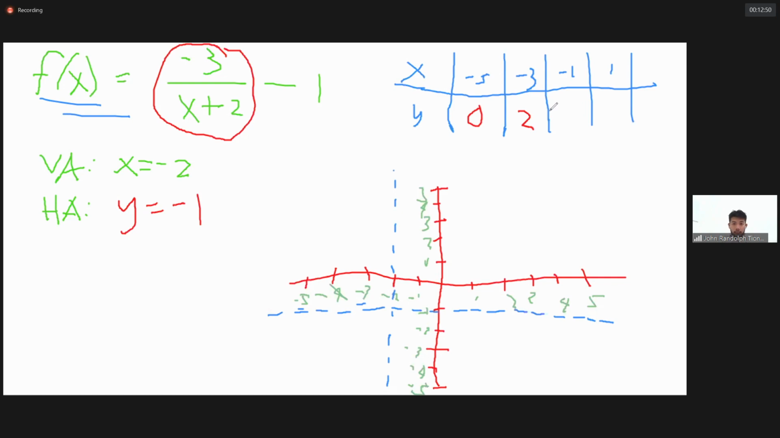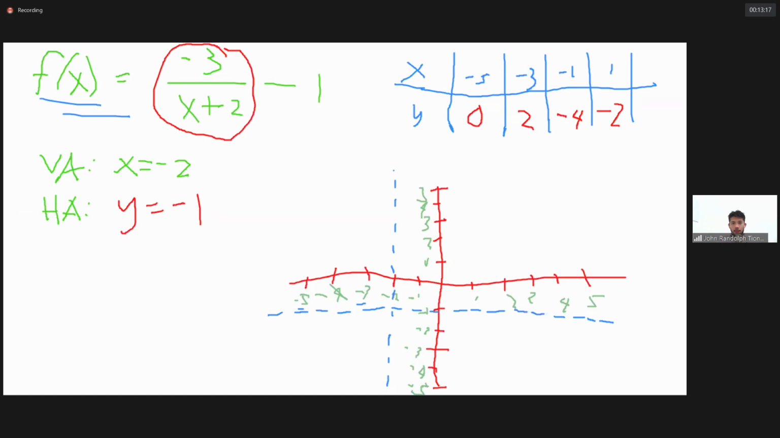Negative 1, negative 4. Okay, negative 1, negative 4. Okay. And lastly, we have positive 1. Oh, dalawang tao lang yata sumasagot dito ah. 1, negative 2. Okay, 1, negative 2. Okay, thank you guys. So now, after this one, we will plot those points. Okay, we will plot those points.